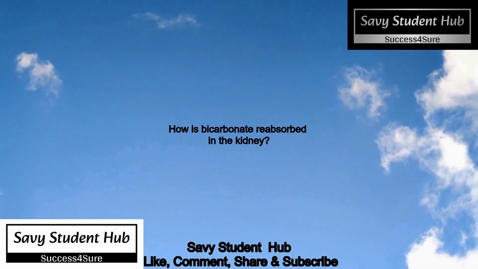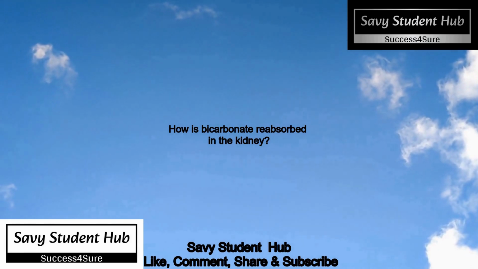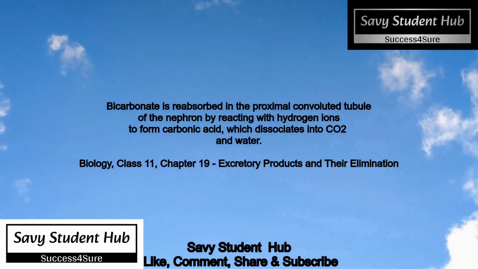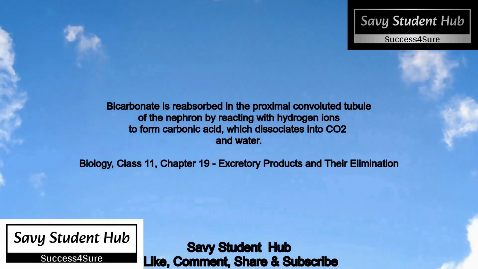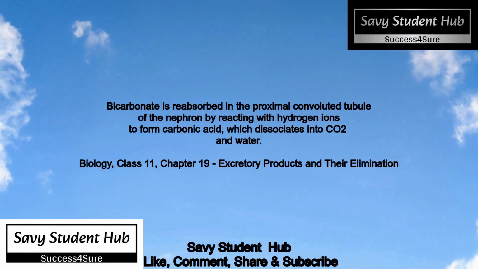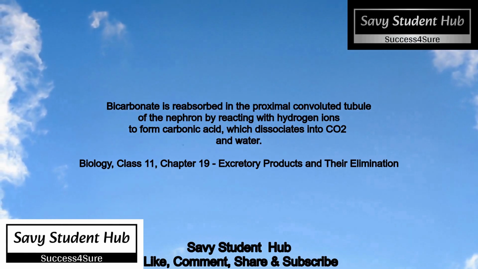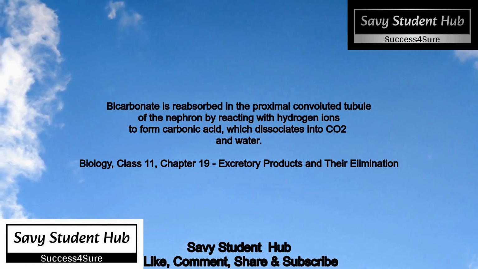How is bicarbonate reabsorbed in the kidney? Bicarbonate is reabsorbed in the proximal convoluted tubule of the nephron by reacting with hydrogen ions to form carbonic acid, which dissociates into CO2 and water.